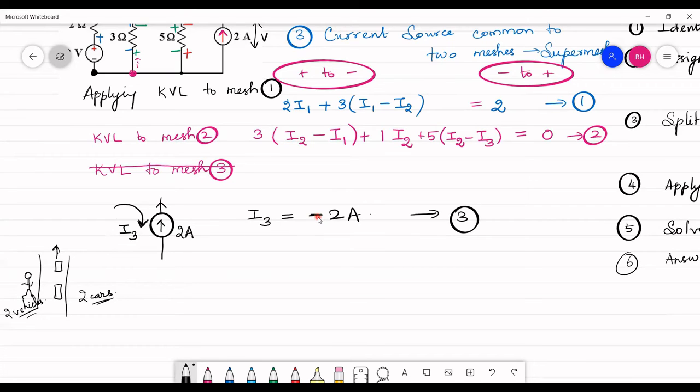So now again, three meshes, we have three equations. Solving these three equations, we will have the solution. Let me quickly give you the answer that you have after solving. So I1 is equal to minus 0.33 ampere.